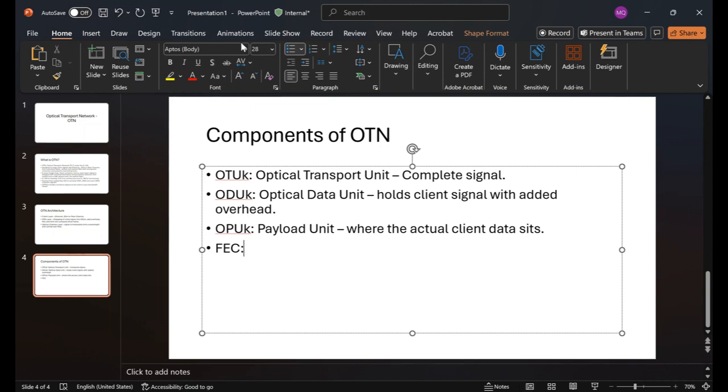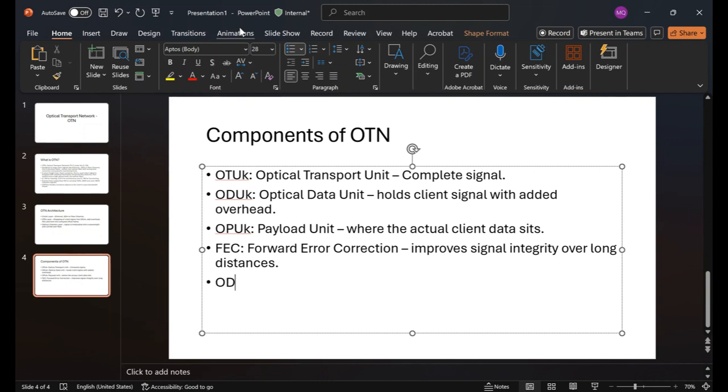FEC is forward error correction, which improves signal integrity over long distances. And ODUflex, a flexible container for variable clients. These layers are processed by transponders or muxponders in modern OTN gear like Huawei's OSN 9800.